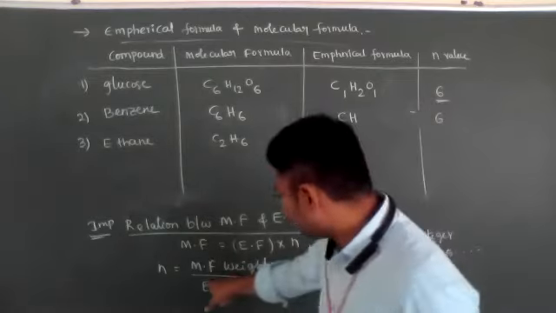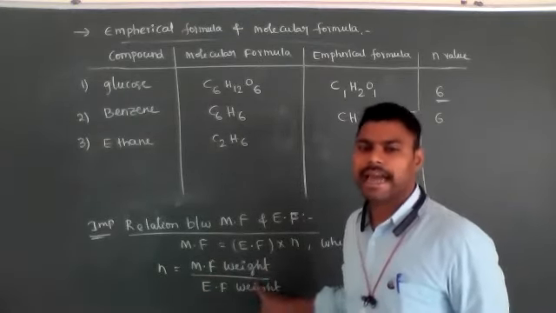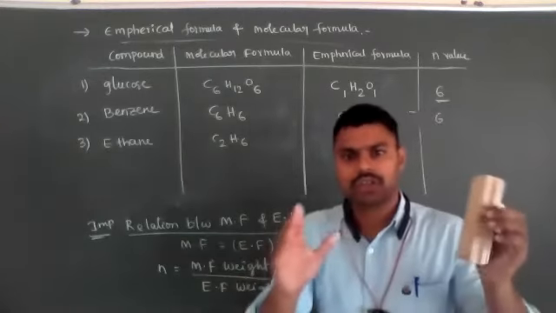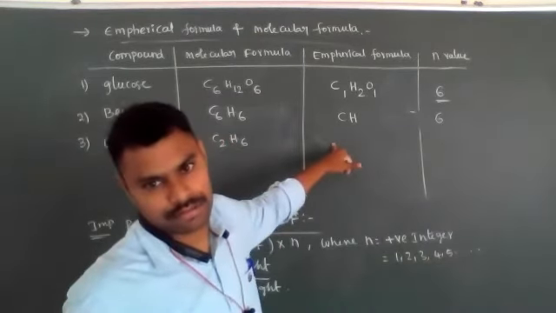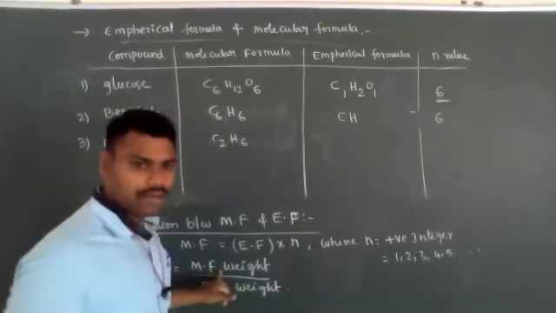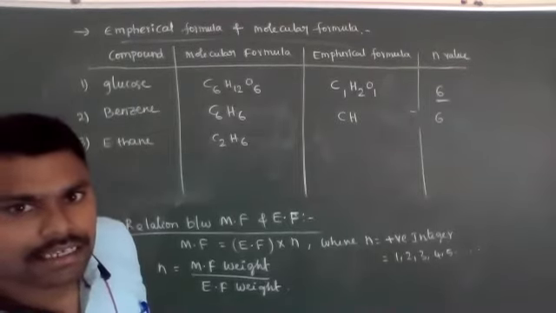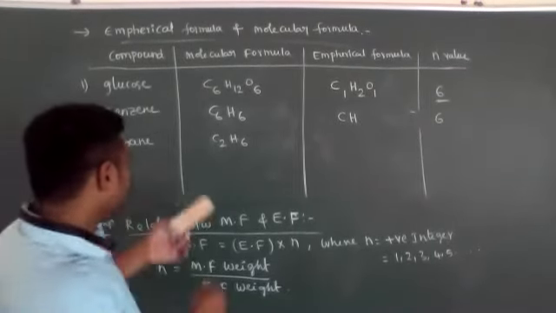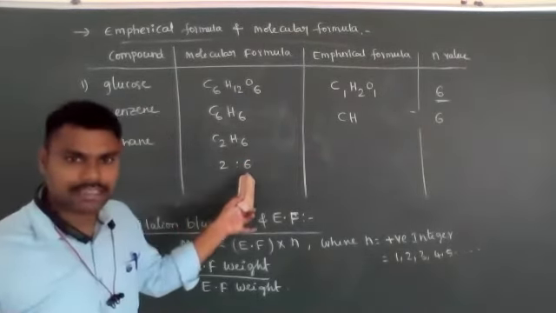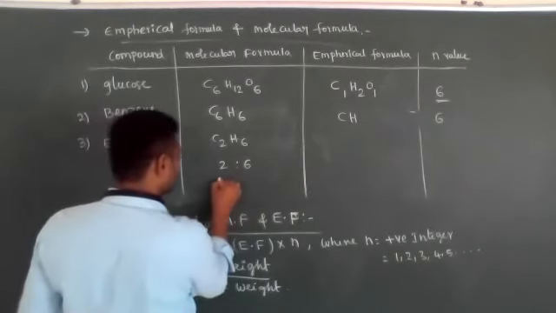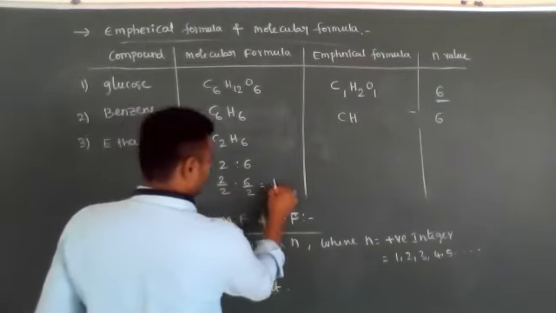So how are we getting that n value? If you want the n value, the molecular formula weight divided by the empirical formula weight gives the n value. So if you know both the molecular formula as well as the empirical formula, you divide the molecular formula weight by the empirical formula weight, and you get n. Otherwise, see from the molecular formula, 2 and 6. What is the simplest ratio? How are we getting the simplest ratio of 2 and 6? Divided by 2, both become 1 is to 3.